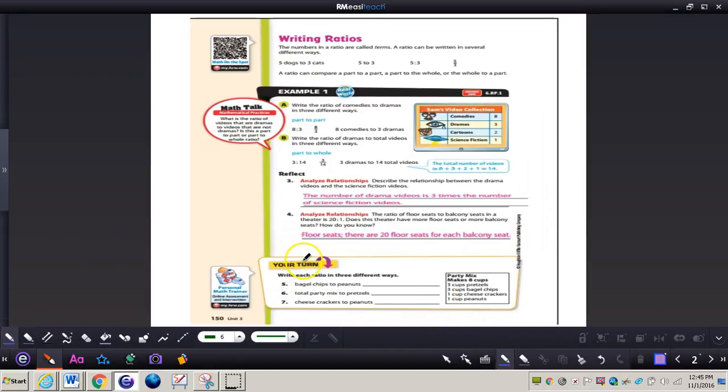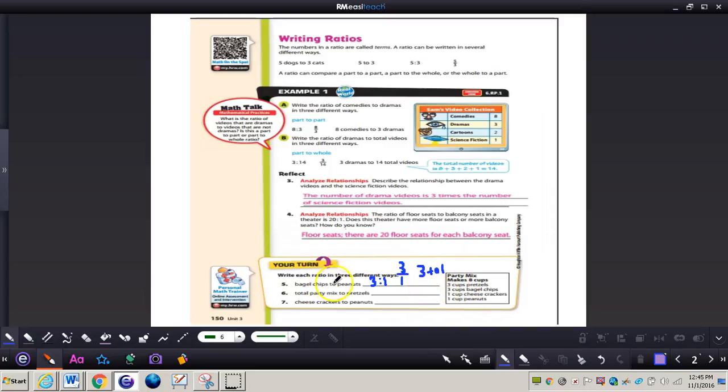All right, let's take a look at number 5. And let's do this together. It says write each ratio in 3 different ways. So it says bagel chips to peanuts. So you can see bagel chips 3 to peanuts 1. So you could write the terms that way. Or you could write it as a fraction, 3 over 1. Or you could write it 3 to 1 there as the ratio. So that would be considered a part to a part.